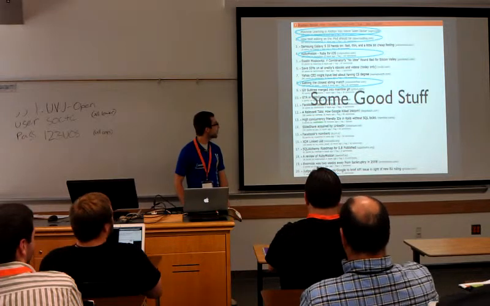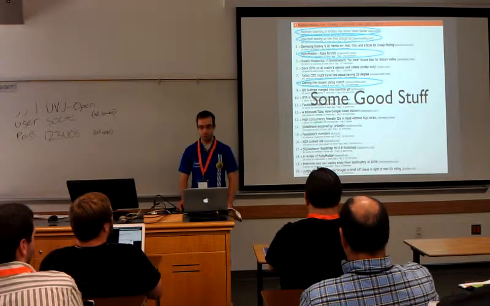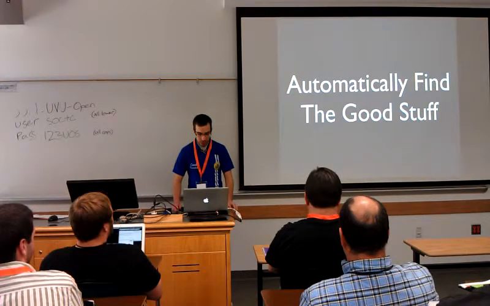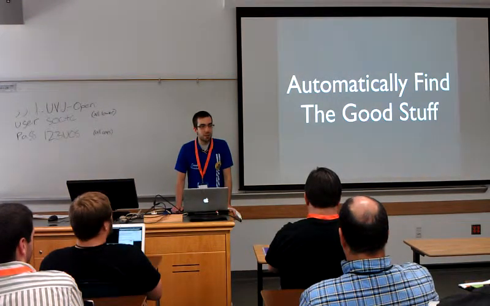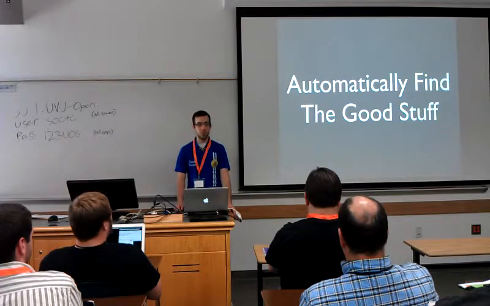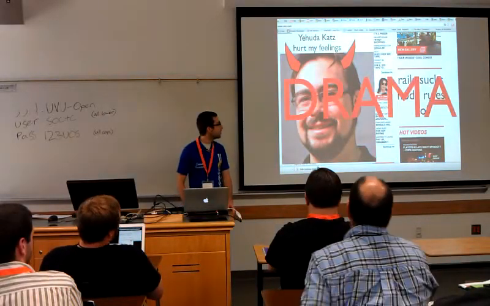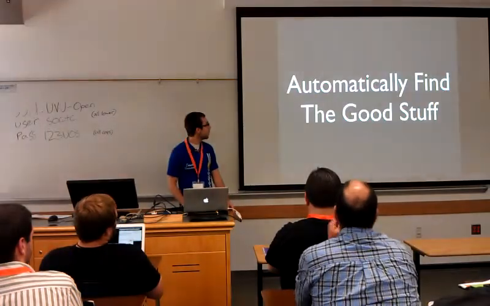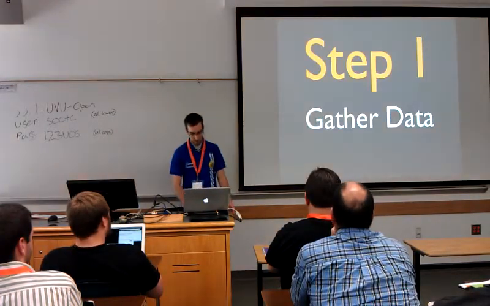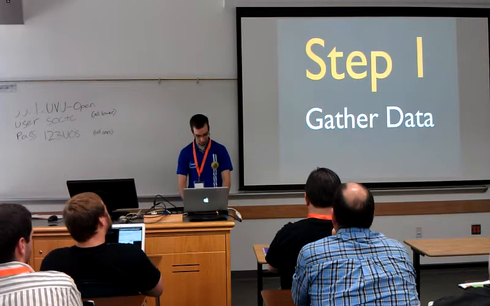There's a couple other cool things. So there's some good stuff on here. It's not all crap. So what we would like to do is automatically find the good stuff, right? Find stuff that I think is interesting, so I don't have to go through people whining about famous people and the drama and all that stuff. So step 1, gather the data.